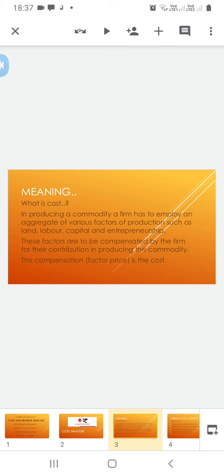In producing a commodity, a firm has to employ an aggregate of various factors of production such as land, labor, capital and entrepreneur. These factors are to be compensated by the firm for their contribution in producing the commodity.